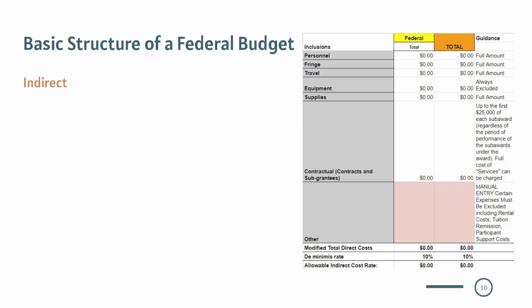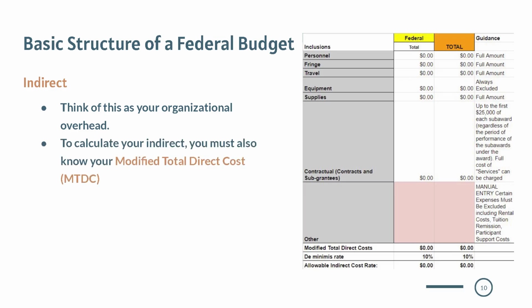Now that we understand the direct expenses, let's talk about indirect. The easy way to think about indirect is that it is the organizational overhead. The USDA allows you to charge for costs that cannot be directly attributed to a single project, such as office space or insurance. In these situations, you calculate indirect based on the modified total direct cost.